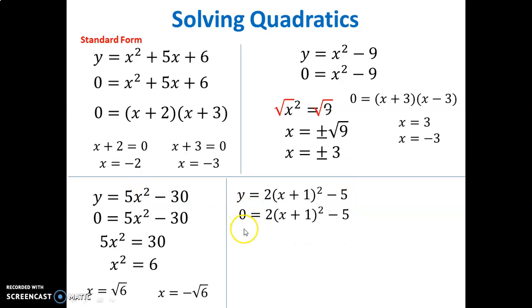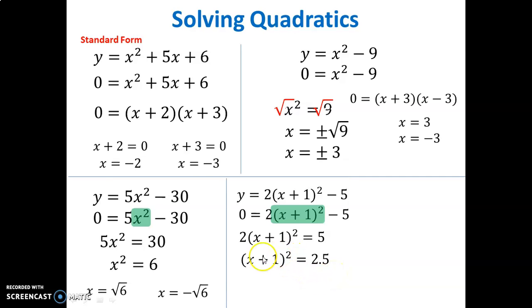So set it equal to 0, move the 5 over there. Oh, sorry, I was just pointing out here that these are exactly the same, right? 2 times something squared minus 5. Same kind of idea. So we're going to peel away the numbers around here first. Okay, so 5 moves to the other side, which I've put here.